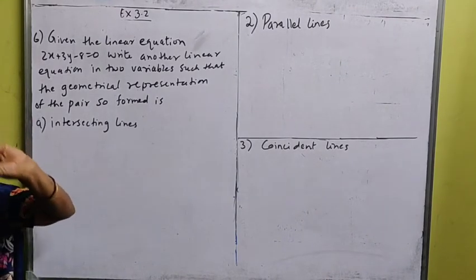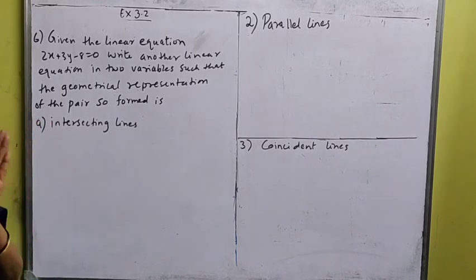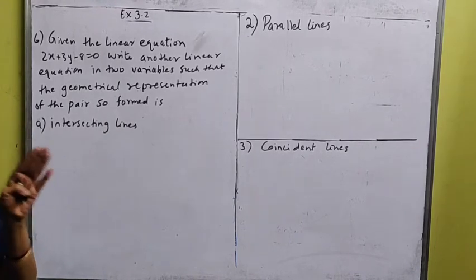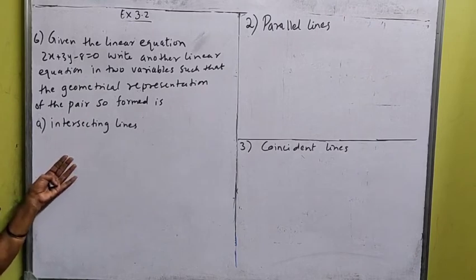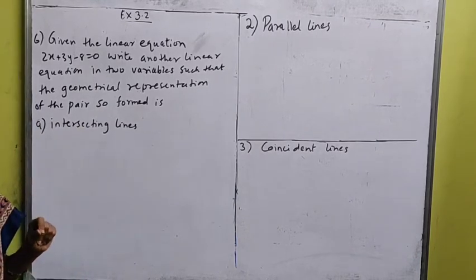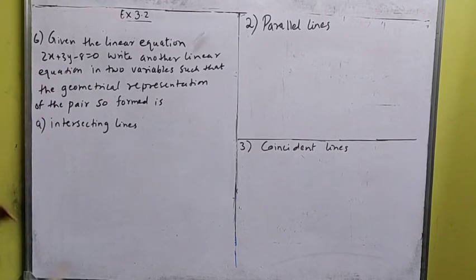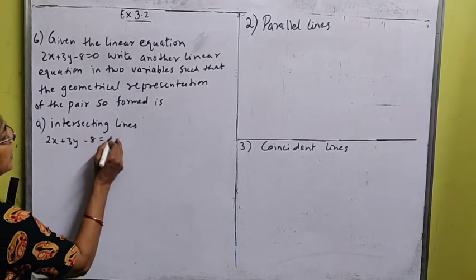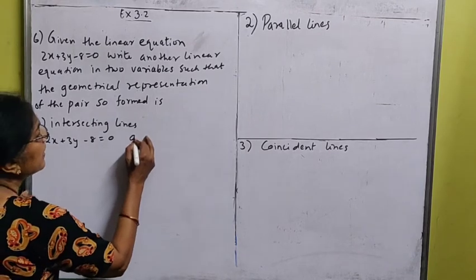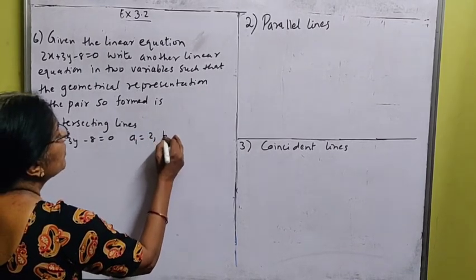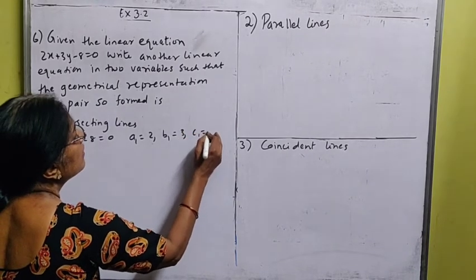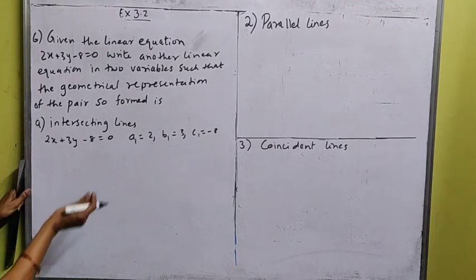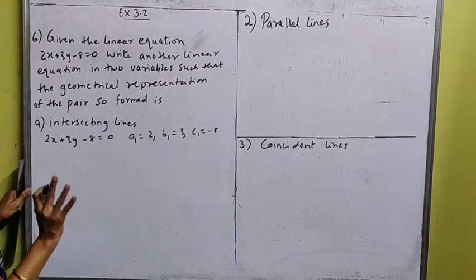Compare the ratios of the coefficients of x, y and the constant. A1 by A2 should not be equal to B1 by B2, which means it will have a unique solution. Unique solution means intersecting lines. So you have to find one more equation. Let us take the first equation: 2x plus 3y minus 8 is equal to 0. Here A1 is 2, B1 is 3, C1 is minus 8. Now we have to form one more equation such that the ratios of A1 by A2 and B1 by B2 are not equal.